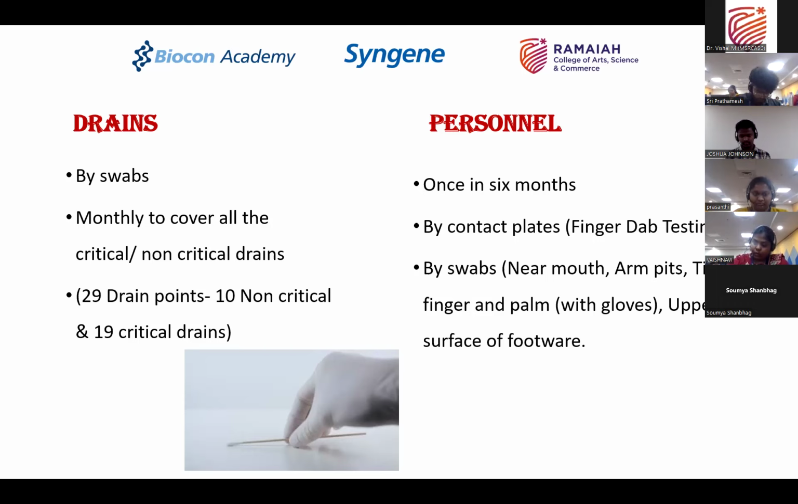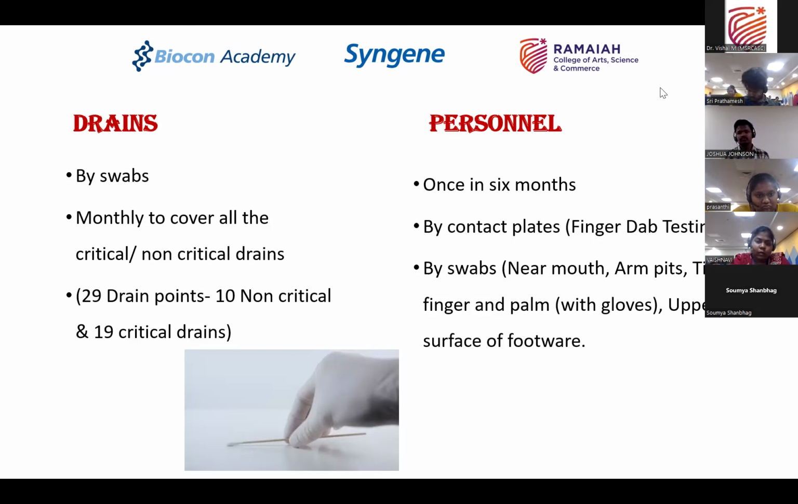10 from the non-critical areas, non-critical points, and 19 from the critical points. Now, personal monitoring. How are we going to monitor the person who is handling the equipment, or the persons who are present in the manufacturing area? Personal monitoring will happen once in 6 months, that is, half-yearly monitoring.